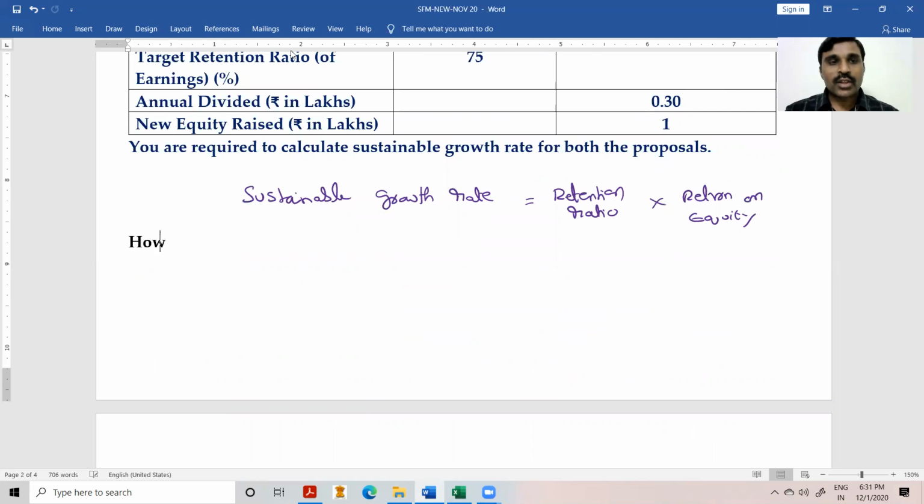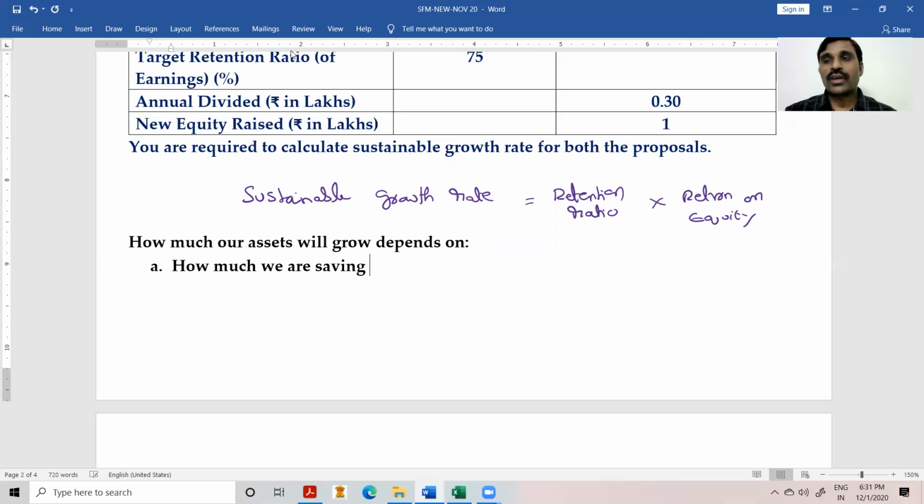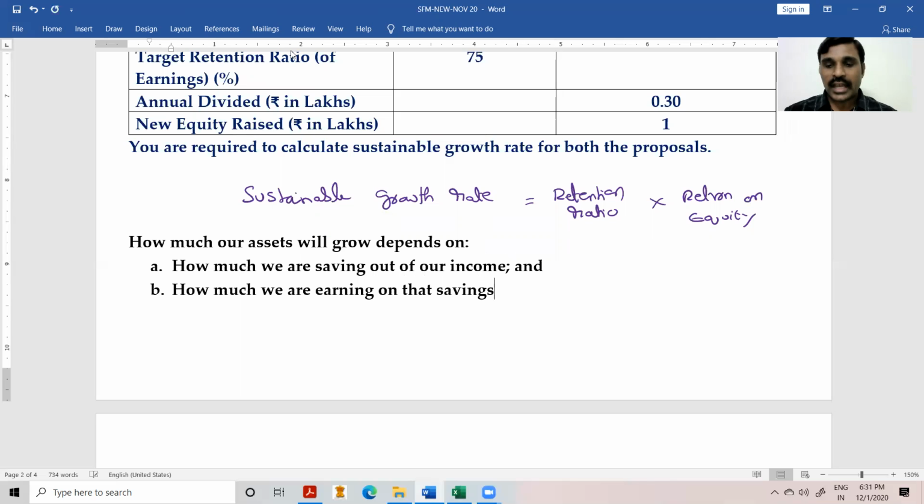So how much our assets will grow depends on how much we are saving out of our income, and how much we are earning on that savings. As simple as that.